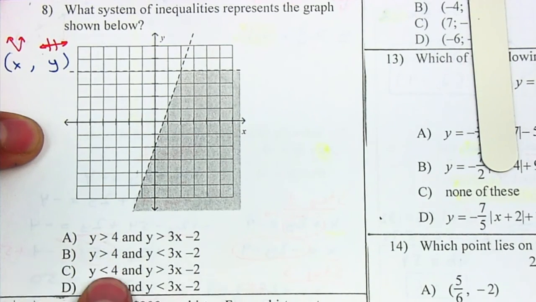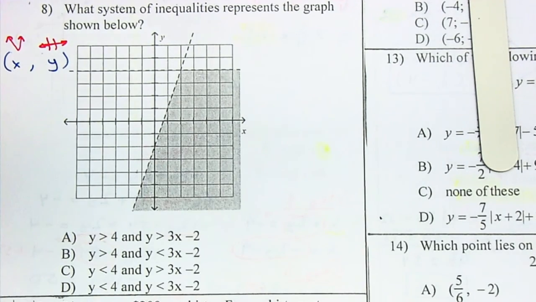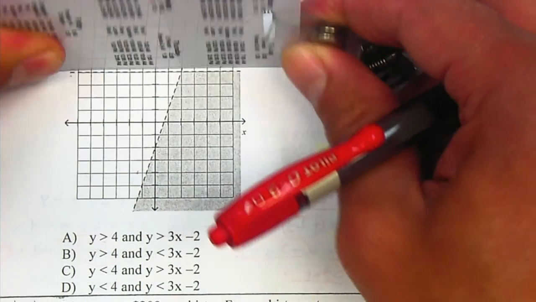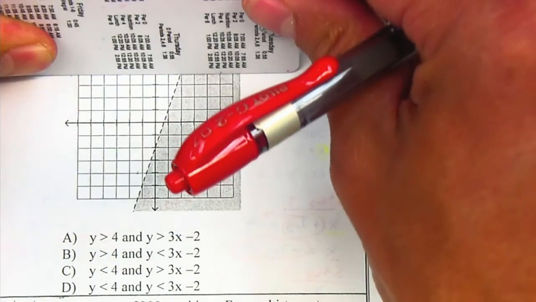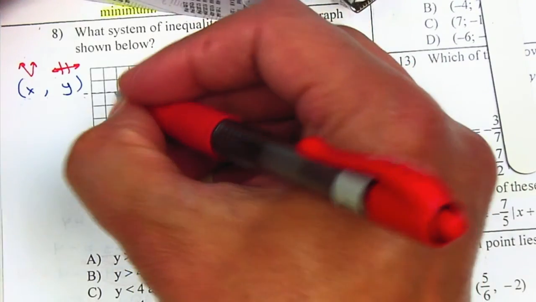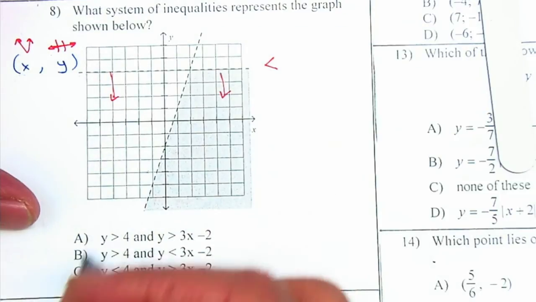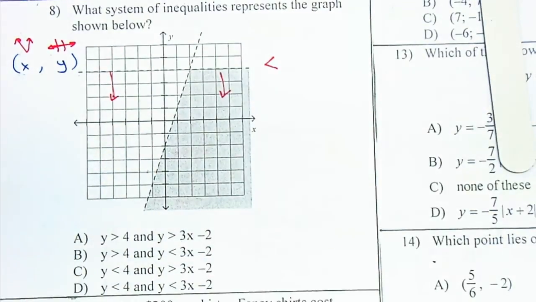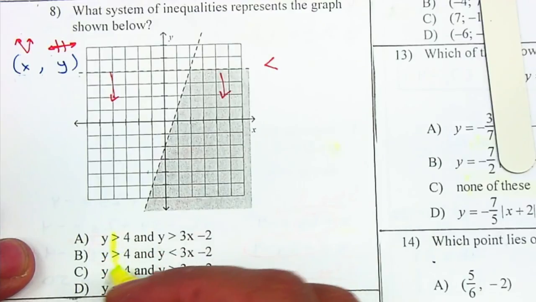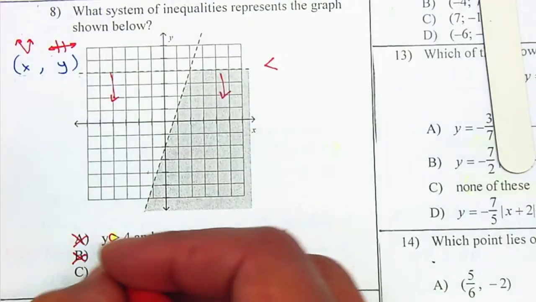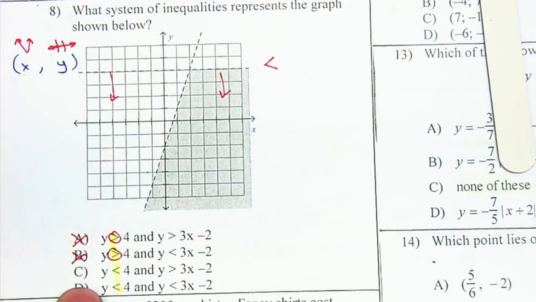Let's work on the first one. If you look at the first one, did they shade the top or did they shade the bottom? Correct. In this case, they shaded the bottom section. So that means that this is going to be less than. So I know it's not A and it's not B because they both are greater than. So it has to be either C or D.